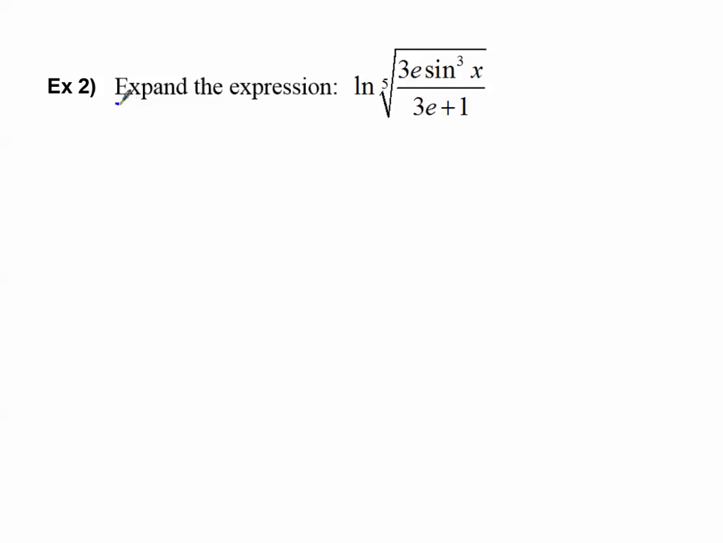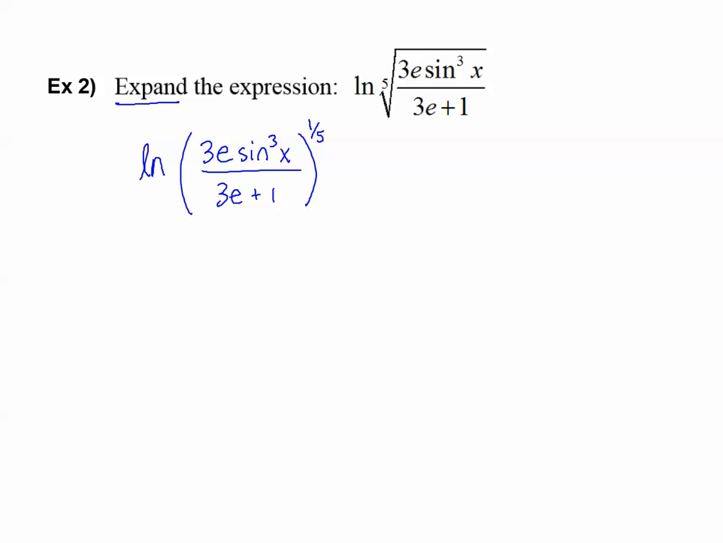Example 2, expand the expression. So when we have a natural log function, for our purposes in calculus, it's going to be easier if it's not clumped up like this, but that we can spread it out. And with a natural log function, we have the properties to be able to do that. So first thing I'm going to do is rewrite the fifth root as the exponent form. 3e sine cubed x divided by 3e plus 1. All of that is to the 1/5 because it's fifth root.